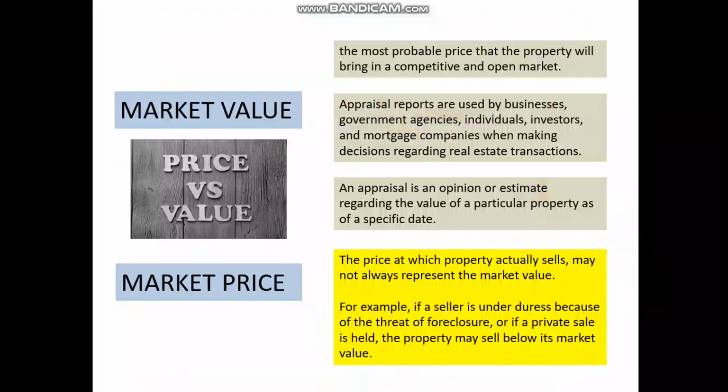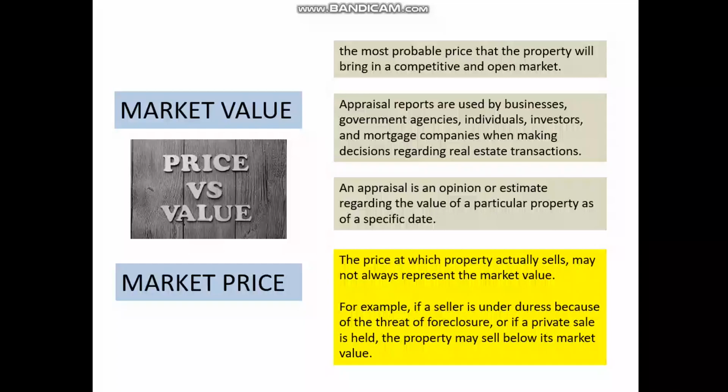Market value and market price. What is the market value? Okay. Market value is the most probable price that the property will bring in a competitive and open market. Appraisal reports are used by businesses, government agencies, individuals, investors, and mortgage companies when making decisions regarding real estate transactions. Okay, appraisal is a formal report on the value of the asset. So an appraisal is an opinion or estimate regarding the value of a particular property as of a specific date.